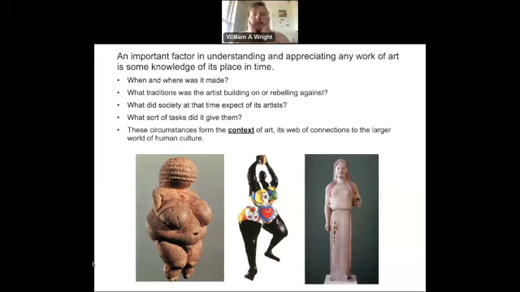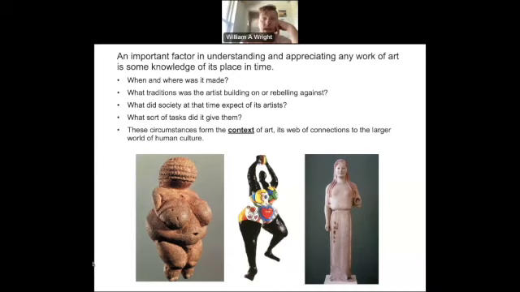So number one, an important factor in understanding and appreciating any work of art is some knowledge of its place in time. Basically, you have to understand art history to understand the context of the art that we see from history. So when we look at this art, in addition to the elements and principles and media that we're learning about, you should also be thinking about its context. When and where was it made? What traditions was the artist building on or rebelling against?